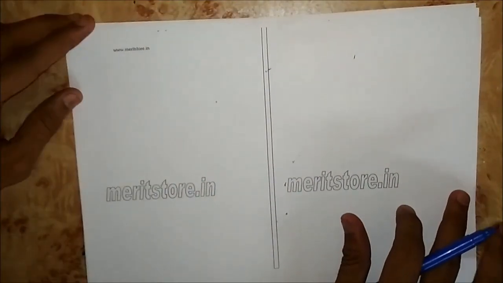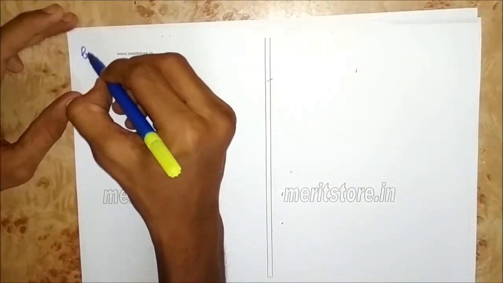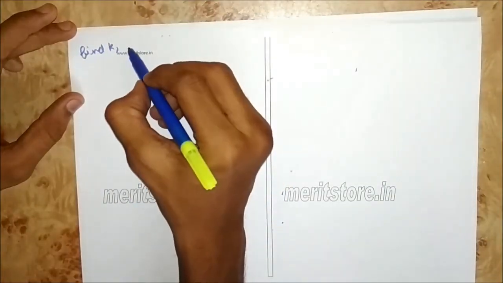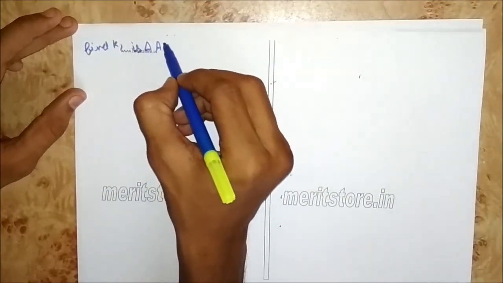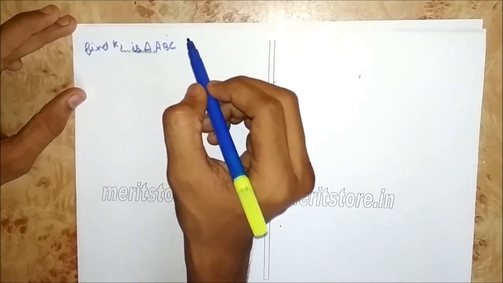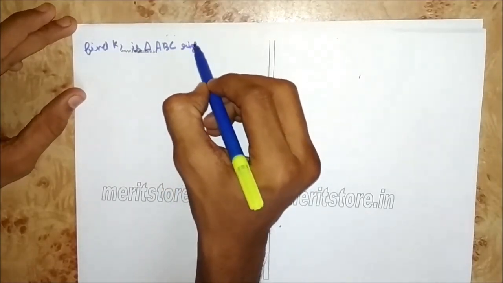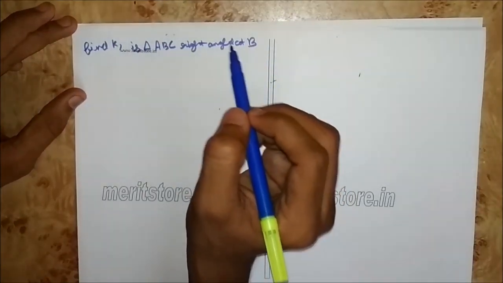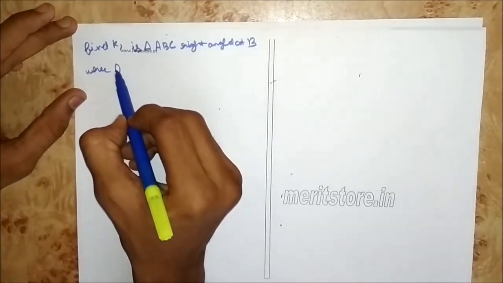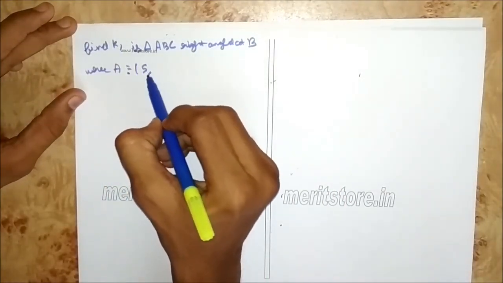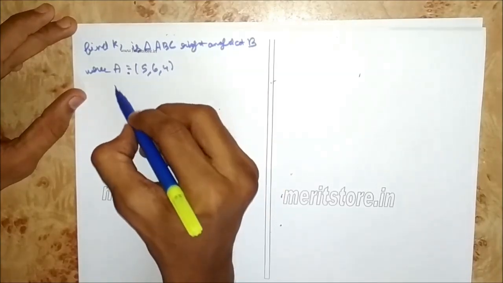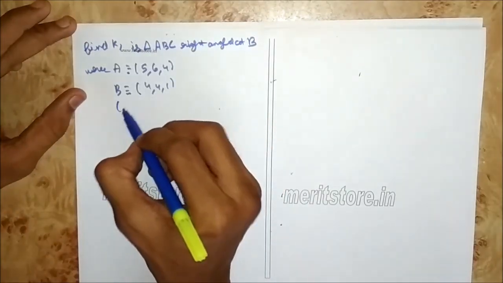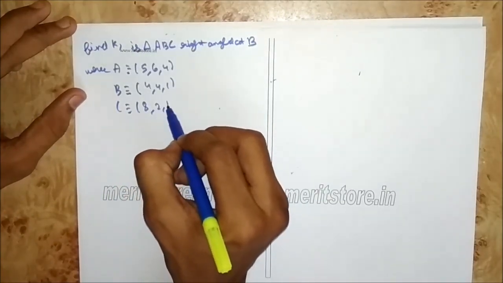Now we take another sum. We have to find K if triangle ABC is right angled at B, where A is 5, 6, 4, B is 4, 4, 1, C is 8, 2, K.